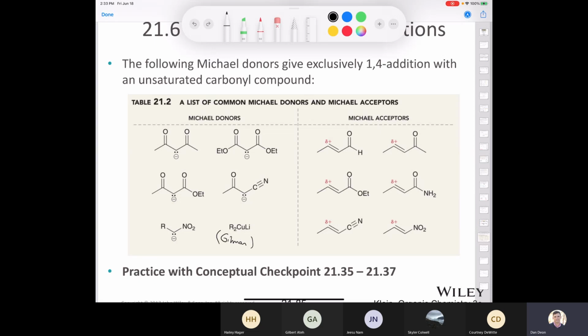I'm going to add one more to the list of Michael donors, and it's going to come up more later on. But you guys remember an enamine? Remember we talked about enamines quite a bit a while ago? Let's say you have something like this, okay? I'll just put a squiggle bond here. This is called an enamine. And again, we looked at these in chapter 20. But an enamine also makes a good Michael donor because it can do this kind of nucleophilic attack like this, where you can use the pi bond like that as a nucleophile. So I'm going to throw the enamine in, and I'm going to show you how we use enamines as Michael donors later on.